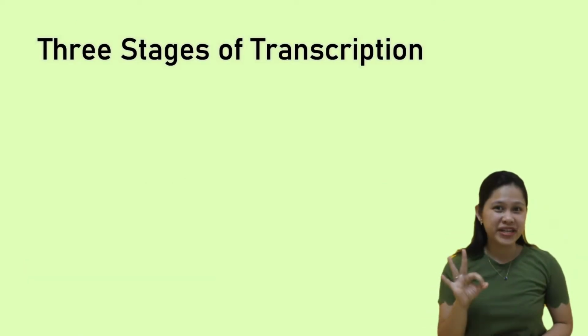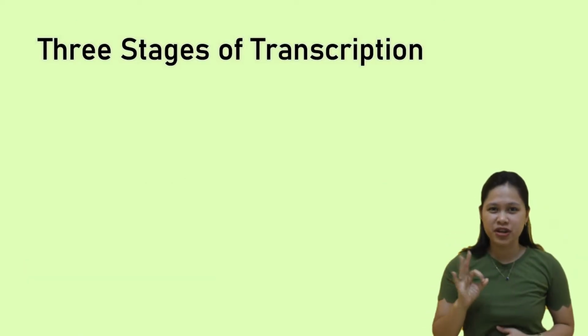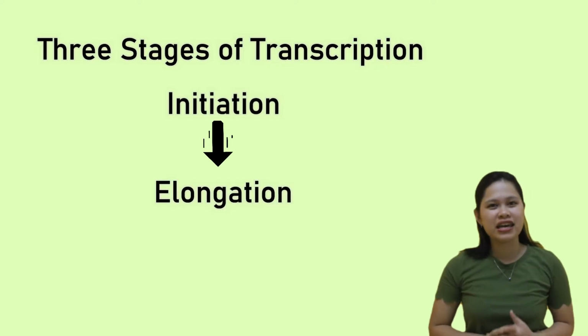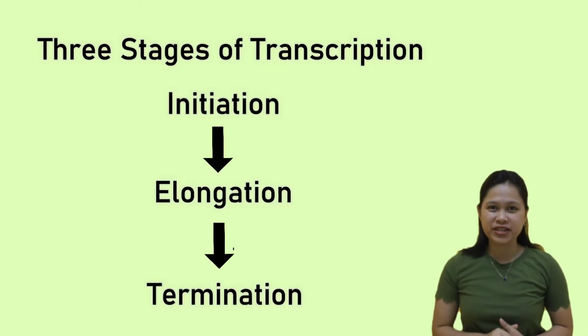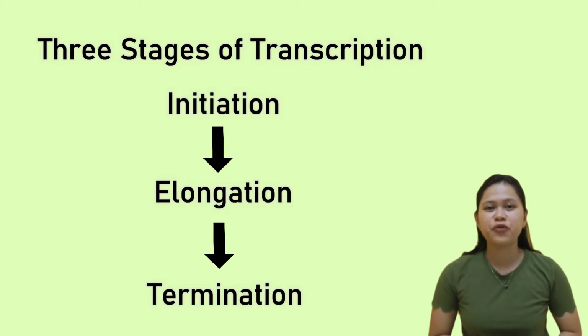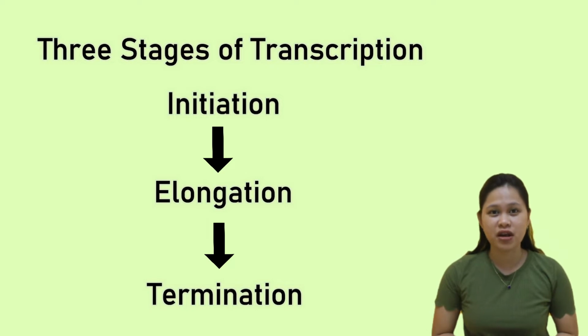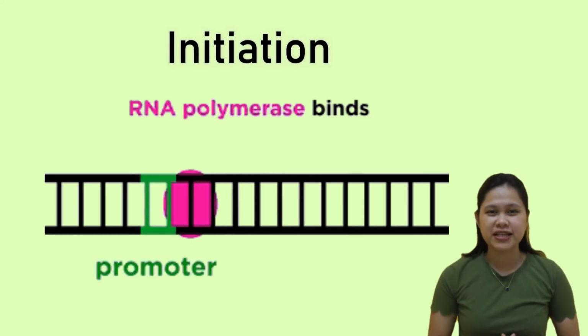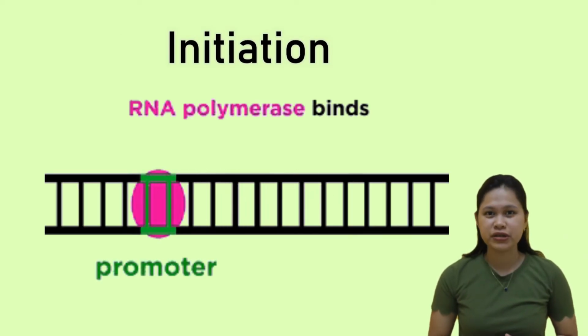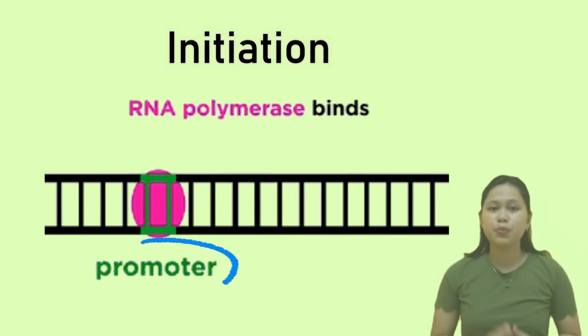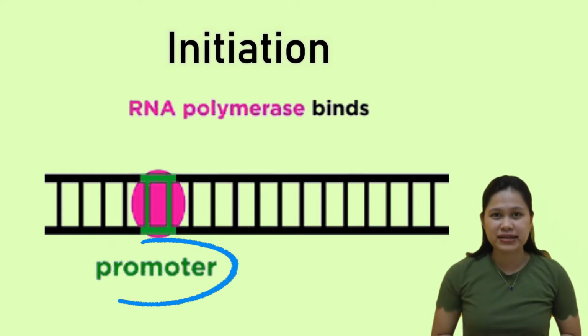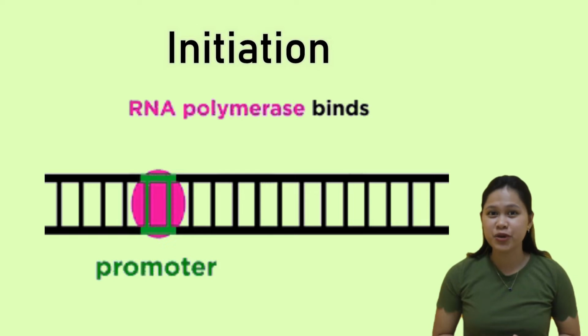There are 3 stages of transcription: the initiation, elongation, and termination. The 3 stages of transcription involve various functions of RNA polymerase that result in the synthesis of RNA. Initiation begins when the RNA polymerase wraps around the promoter region of DNA. The promoter is a DNA sequence that guides the RNA polymerase on where to bind upstream of a gene.